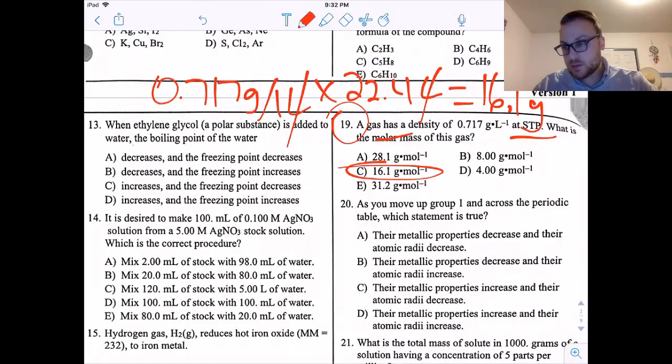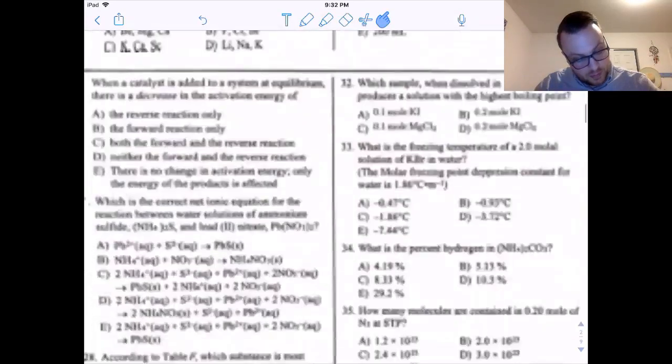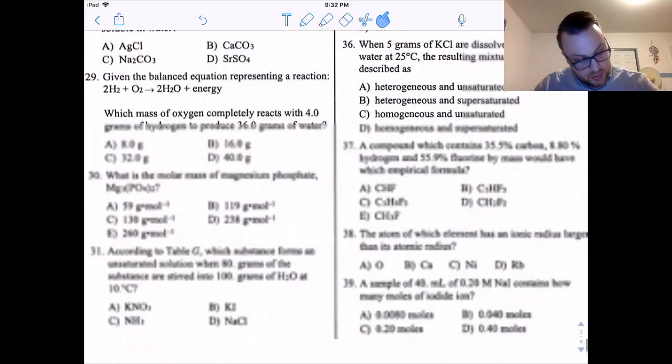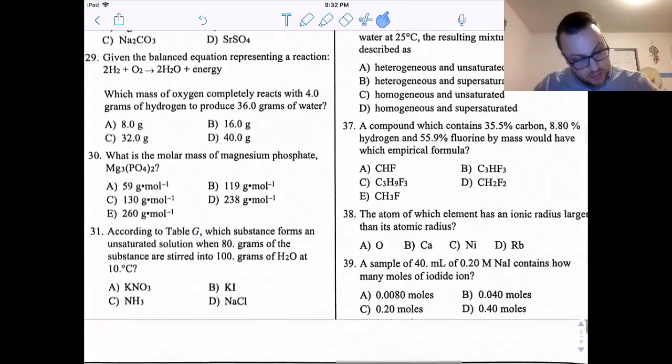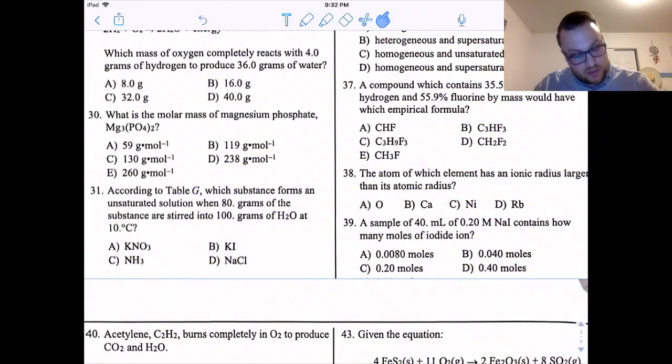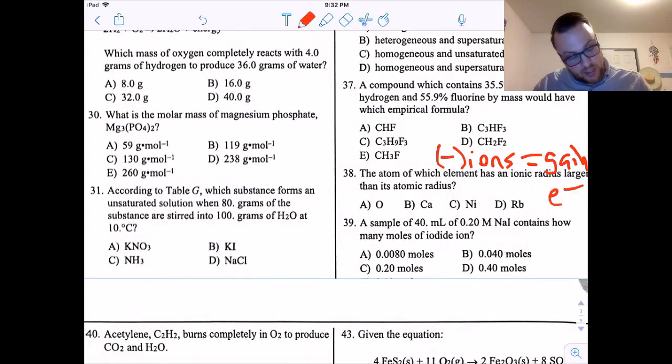Ionic radius is larger than its atomic radius. Negative ions gain electrons, oxygen. Metal ions are always smaller because they hate electrons. They're going away. I've thrown pens at the walls enough. Metals hate electrons.